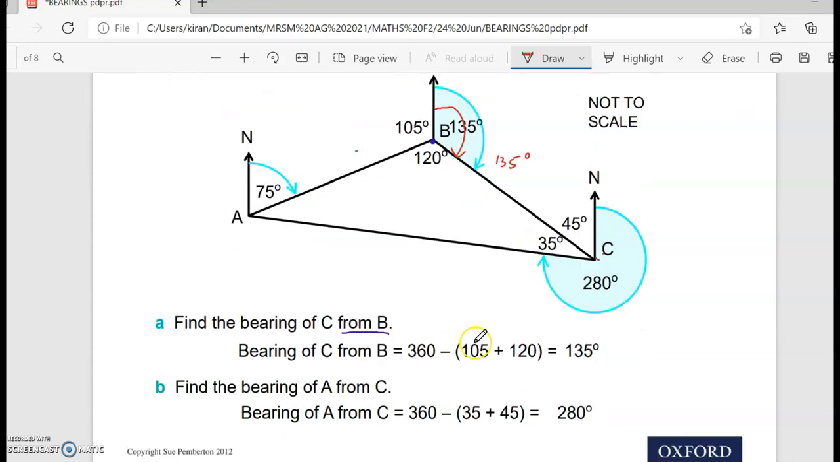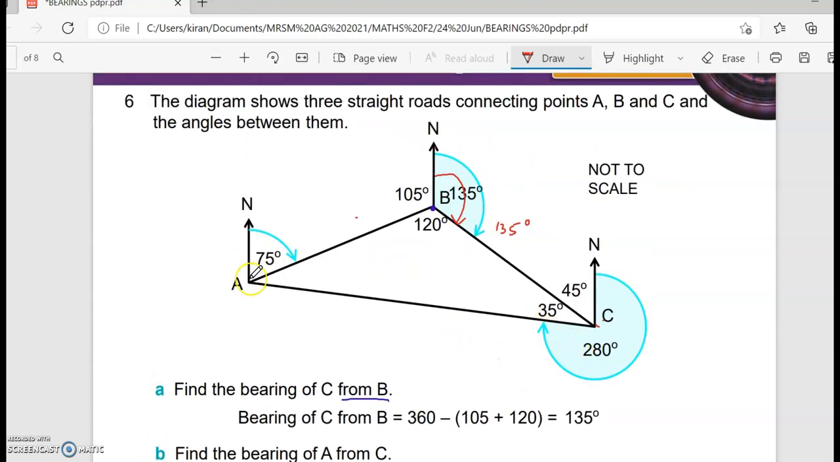Okay. Find the bearing of A from C. So this one is C, and then A is here, we draw a line connecting A and C. Okay, and then we draw another line at C. And we measure from the north line at C in a clockwise direction until we reach the line AC. Okay, so from this diagram, you can figure out that the bearing of A from C is 280.